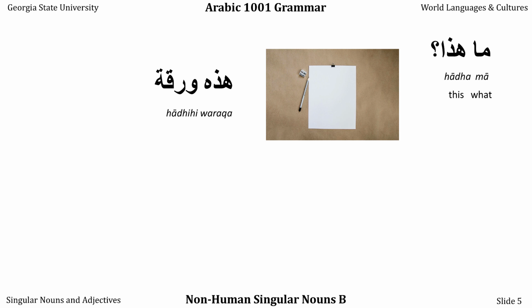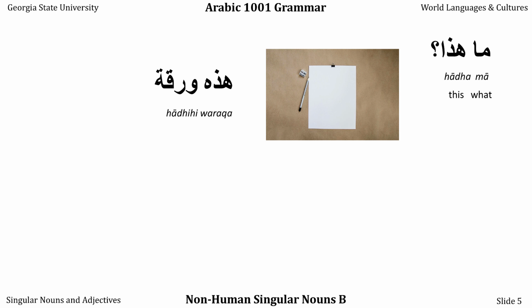But instead of saying hadha, I've said hadhihi. The words look very similar, but notice that instead of ending with the letter alif, hadha, now we're going to say hadhihi, and we're going to end with the letter ha. The first and third letters of this word are the same. They're just in different positions in the word. Hadhihi waraqa. Now your question is, why did I change hadha to hadhihi?